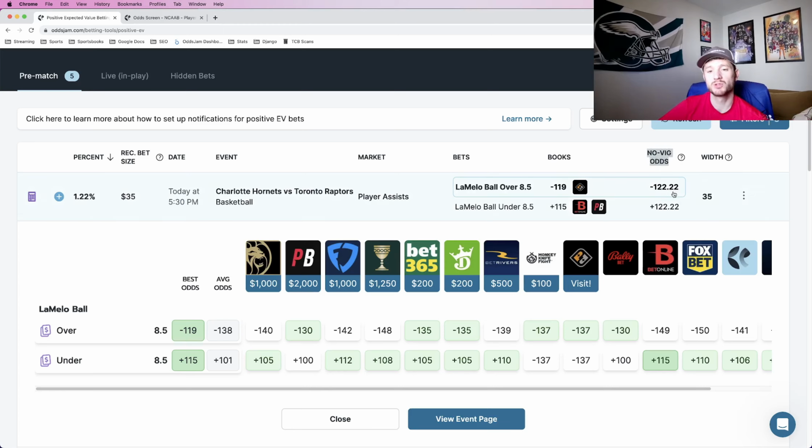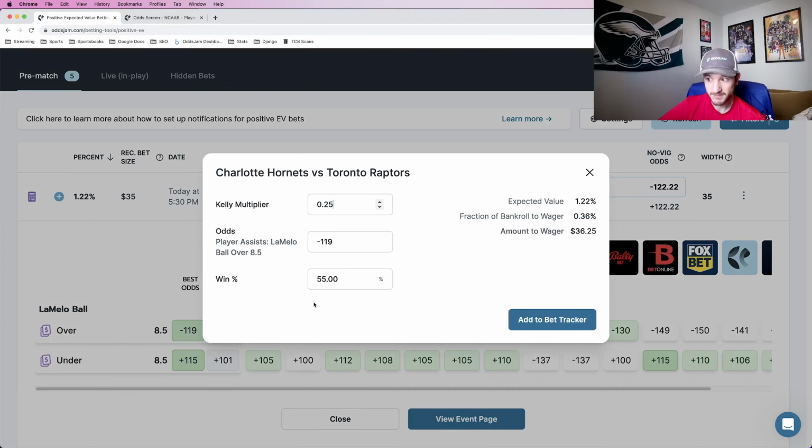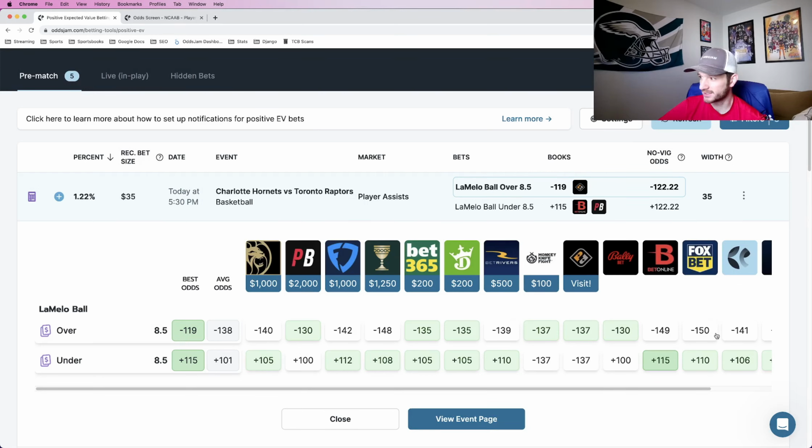So the true line of what this LaMelo Ball over 8.5 assist market should be priced at is about -122, giving you a win percentage of exactly 55%. So LaMelo Ball has a 55% chance of going over his assist total. Every single sportsbook, aside from the DFS ones, makes it more expensive to buy. Hey, we think he's likely to go over this number, so we're making it expensive to buy. We see odds range, like I said, all the way up to -149, -150, -141. We're not paying any extra juice on PrizePicks. So this is a really valuable player prop.